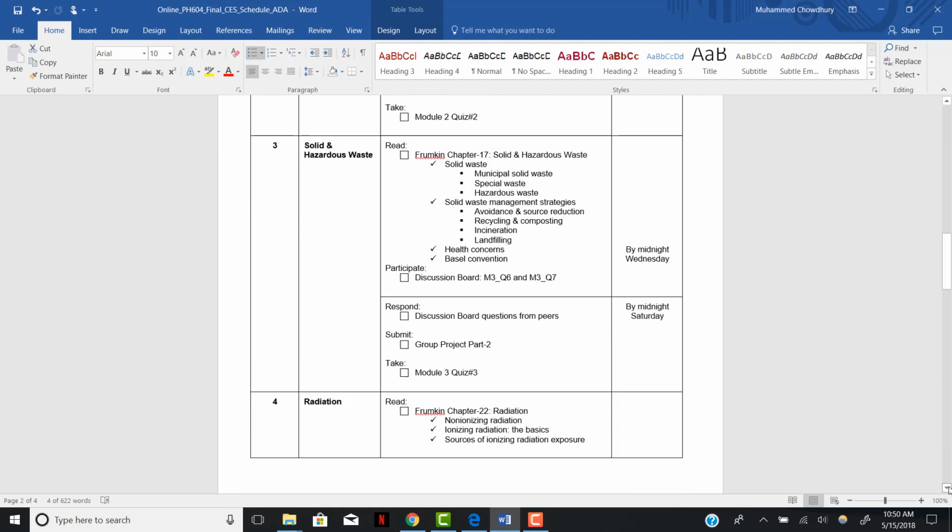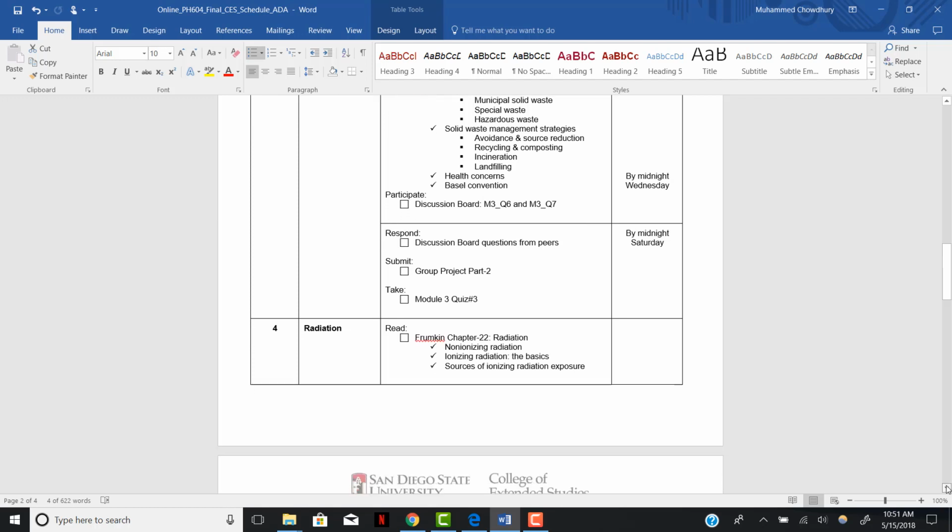Module 3 is about solid and hazardous waste, which is chapter 17 of the textbook. And by Wednesday, you are expected to complete questions 6 and 7 of the discussion board. And by Saturday, provide any additional responses that may appear in those 2 specific questions, as well as submit part 2 of your project and quiz number 3 of that module.